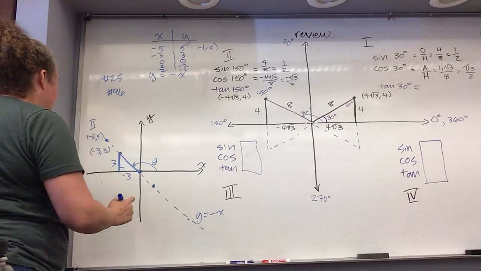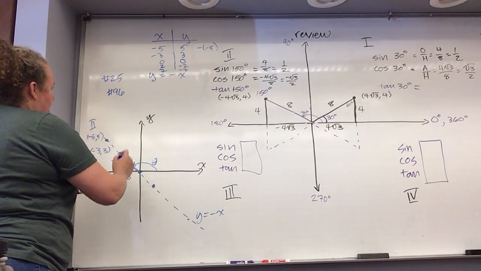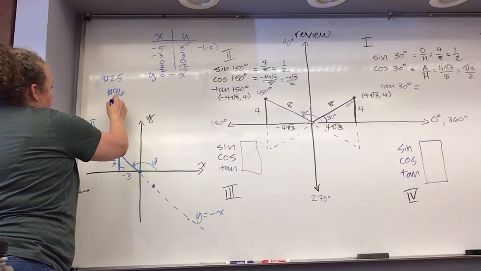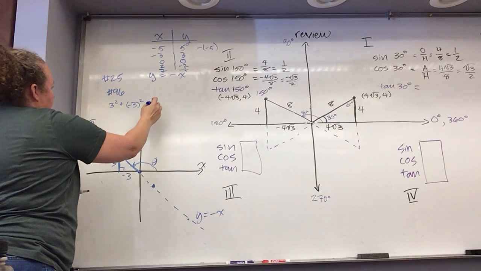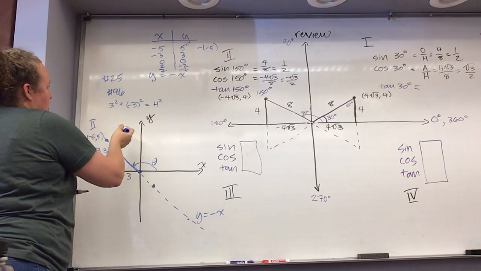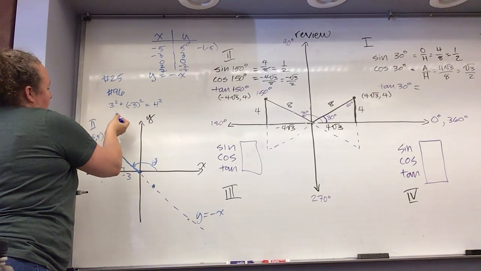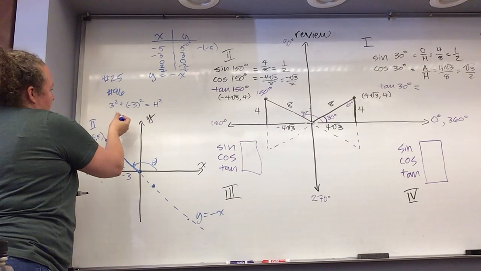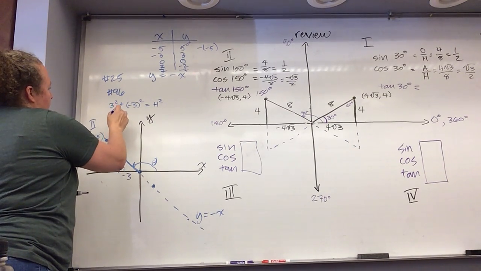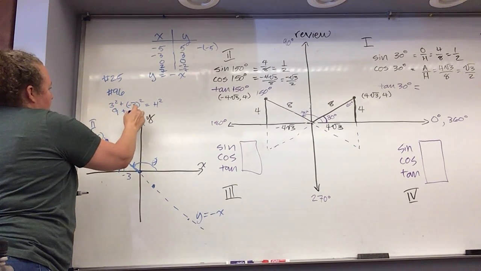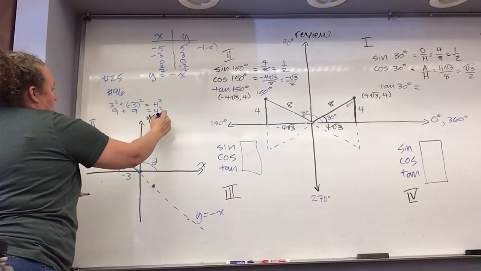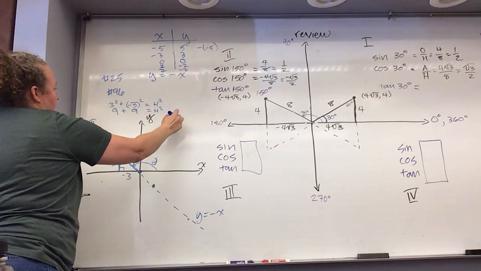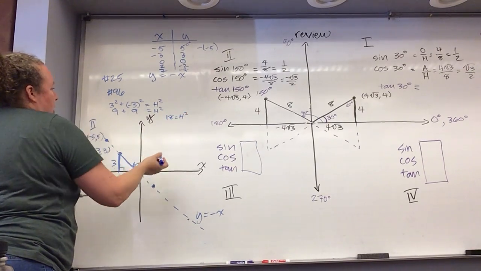Hypotenuse. We're going to need to calculate that. So that's going to be 3 squared plus negative 3 squared, which equals the hypotenuse squared. 3 squared is 9, and negative 3 squared is also 9. So we've got 18 equals h squared.